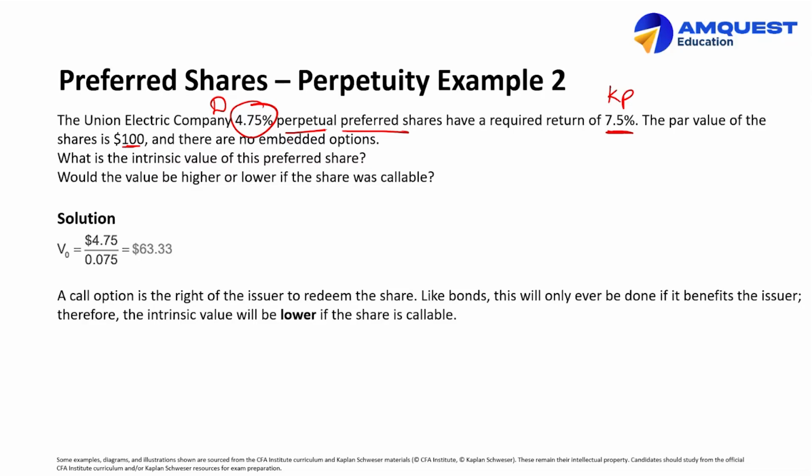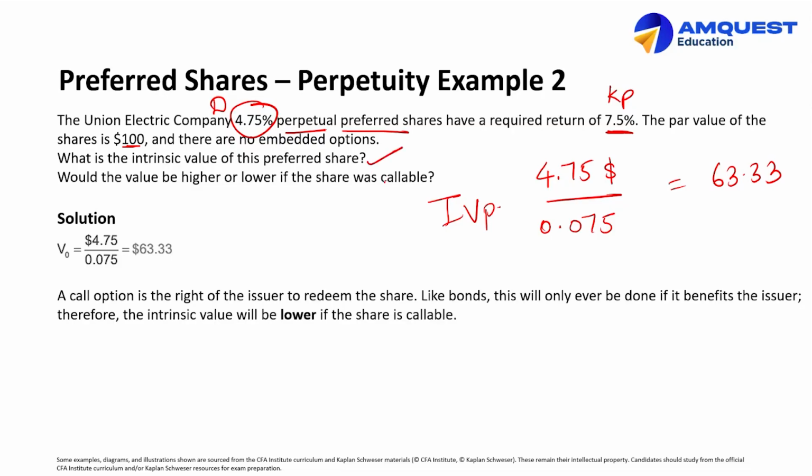That means it is not callable or puttable or convertible or anything like that. So the value of the preference share is going to be, let's say it's $100. You're going to get $4.75 as dividend, and you're going to divide it by 0.075. So the value is around 63.33. This is the intrinsic value of this preference share. So we have calculated this.